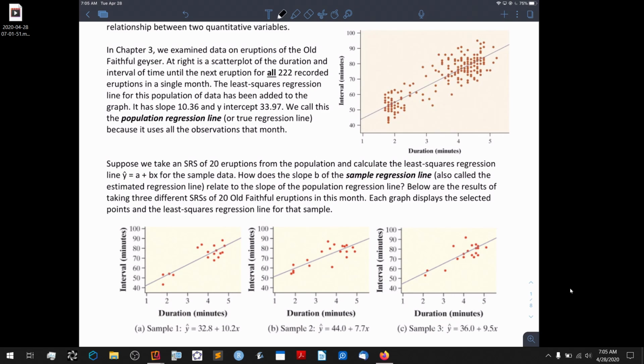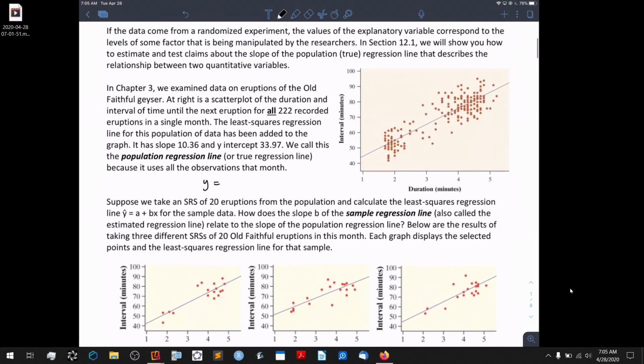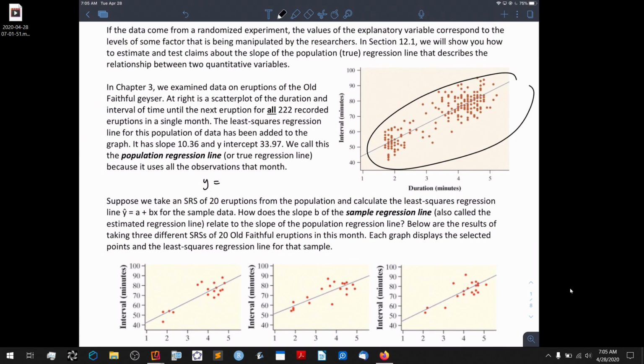And so they're saying here that the least squares regression line for this population data is basically y, not y hat, okay? Not y hat, because now we're dealing with the actual population regression line. So it's not predicted y. This is the population. So we're going to call it y equals 33.97 plus 10.36x. And we're saying that is the population regression line.